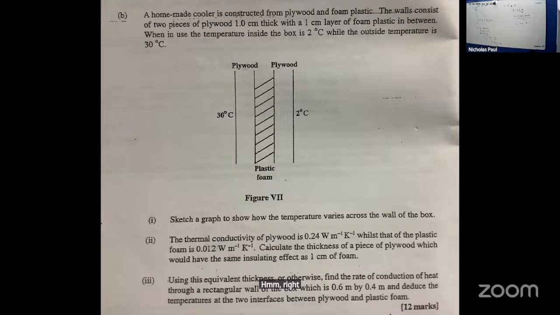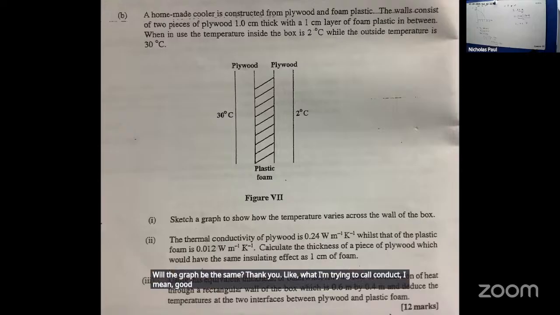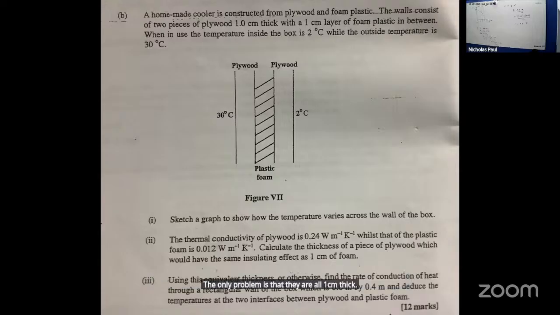Right, plywood, foam, right? All right, done. Will the graph be the same? Same shape? Plywood is a good conductor and foam is not. The only problem is that they are all 1 centimeter thick, so you have to make sure they're the same thickness. So the graph shape will be the same. If you go down plywood, you will see. But compared to foam, plywood is a better conductor. Remember, it's compared to foam.